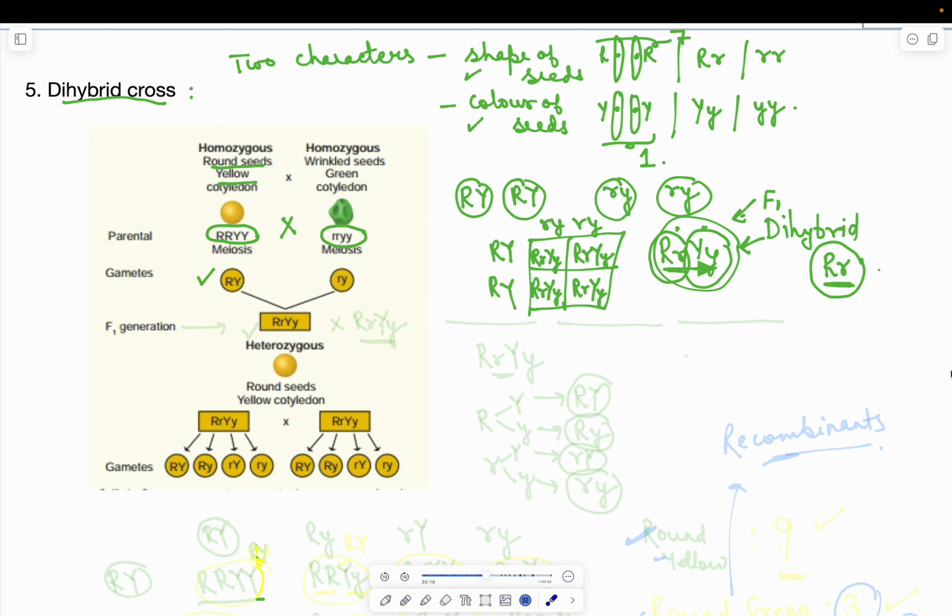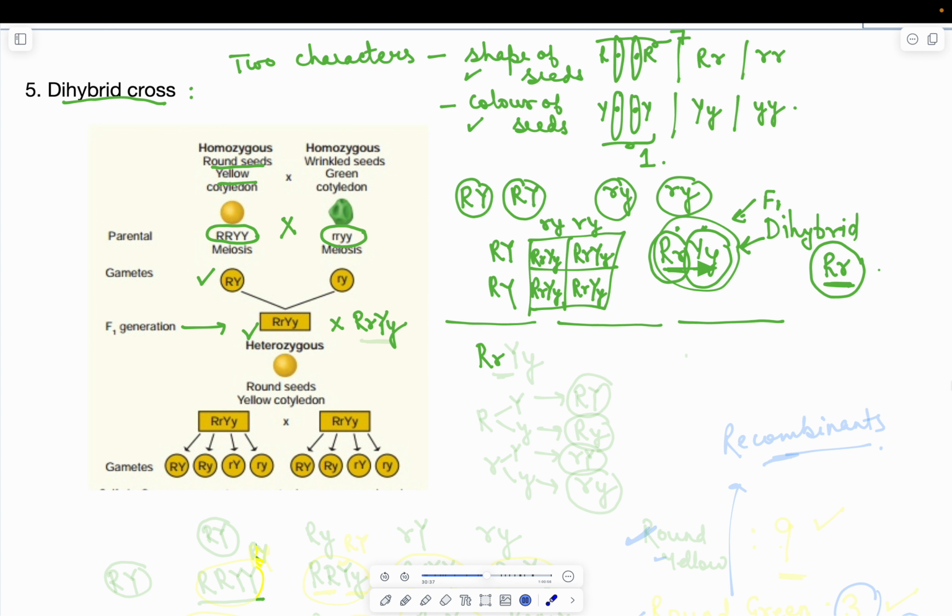Now what did Mendel do in the F1 generation? He did selfing. It was crossed with the same plant. Now what is the possibility of gametes? We'll see what kind of gametes are produced in the F1 generation.